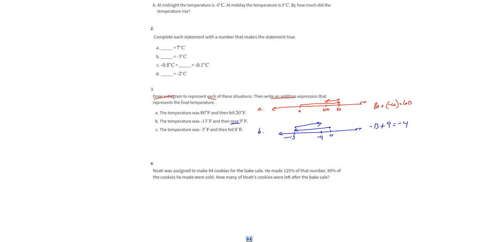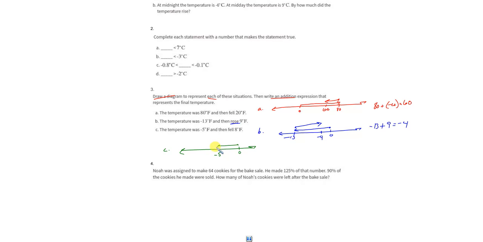All right, last one. Let's knock this thing out. The temperature, let's put C right here. We've got our number line. Temperature was at negative 5. So that would be like right about here for me.